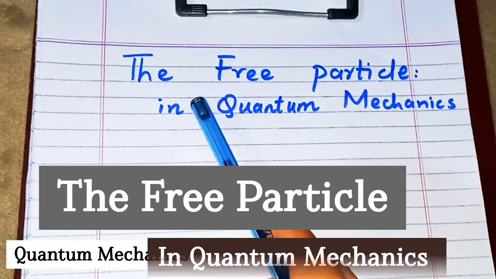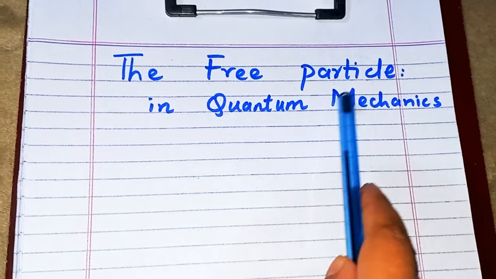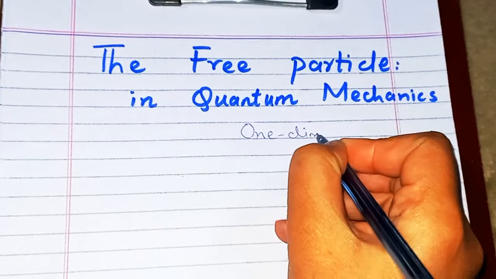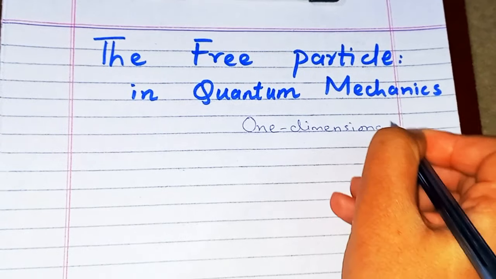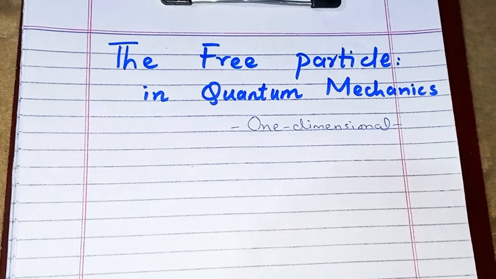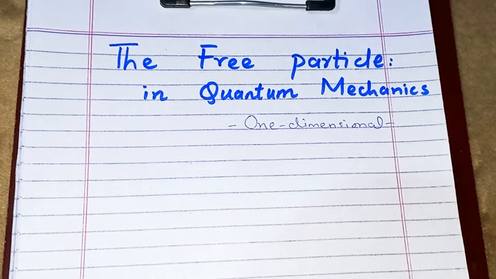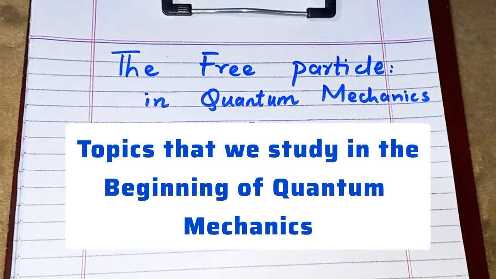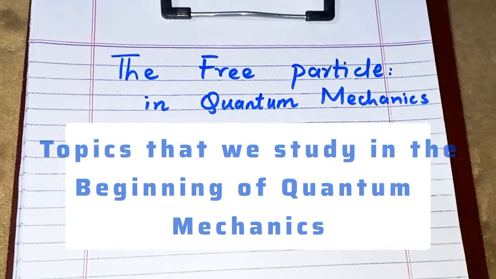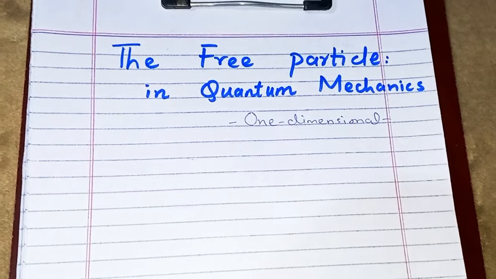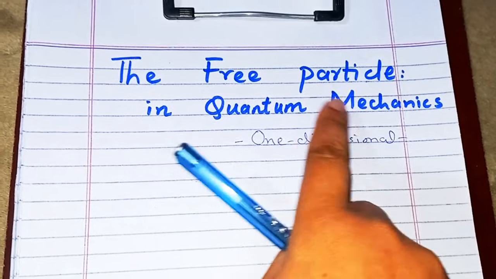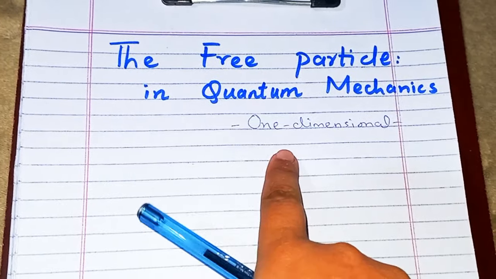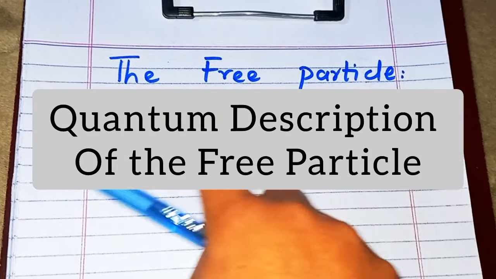In this video, we'll be seeing the free particle in quantum mechanics. That will be a 1D case. We'll be considering the one-dimensional case because this video is a part of a lecture series where we are considering the topics that are considered in the beginning level of quantum mechanics. It is like we are just introduced to quantum mechanics and we are considering some of the systems, and I must tell you that the free particle is the simplest system in quantum mechanics. So we'll be having the quantum description of the free particle.